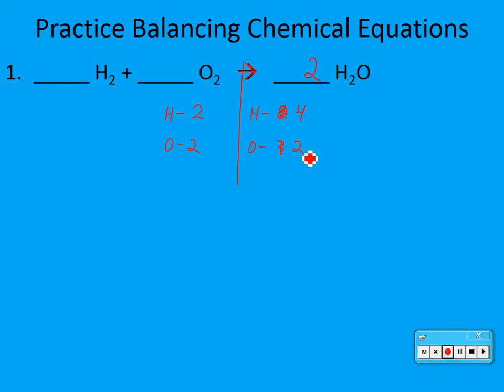Okay, that was great for oxygen, but it then threw off my hydrogens. How would I fix it? Put a 2 in front of this hydrogen. So now we have 4. Are we balanced now? Yeah. So according to this, we're all balanced.